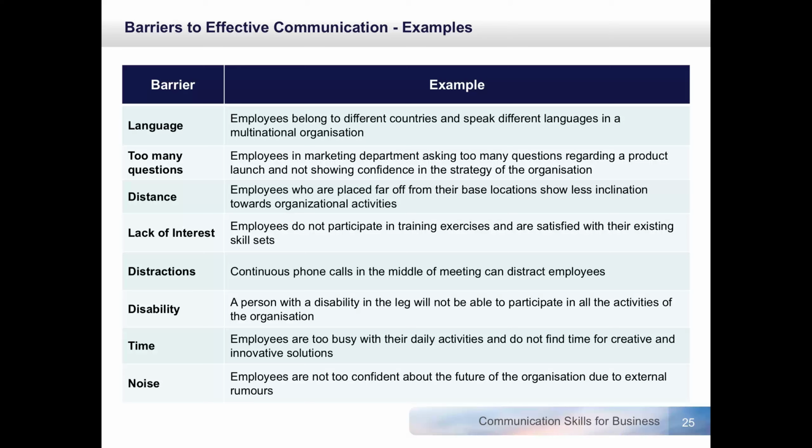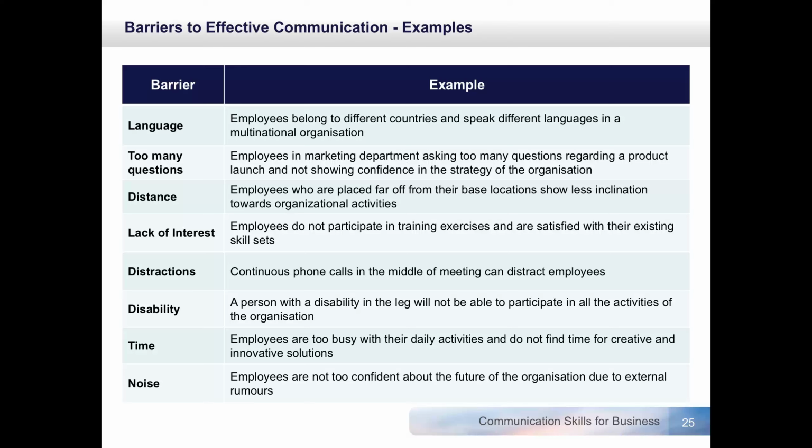Sometimes you also get to see that if you have too many questions being asked, that becomes a barrier to effective communication. A simple example of this would be if you're in a training seminar, the trainer will always request you to ask questions towards the end of the presentation, so that his or her presentation rhythm is not broken, and he or she is able to communicate the message across to the people attending the seminar clearly. So interjection or asking too many questions at some point in time can become a barrier to effective communication.